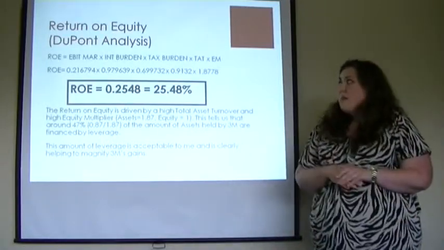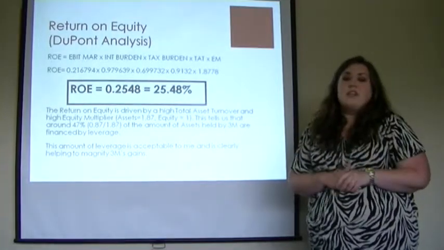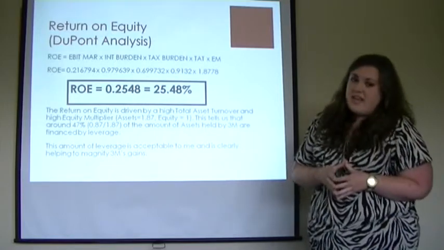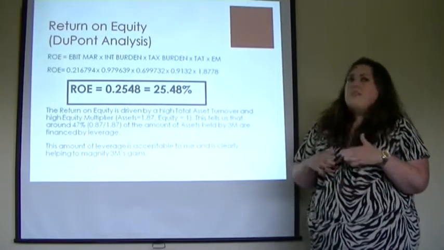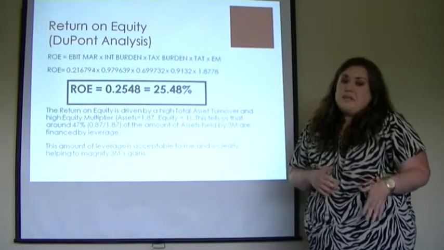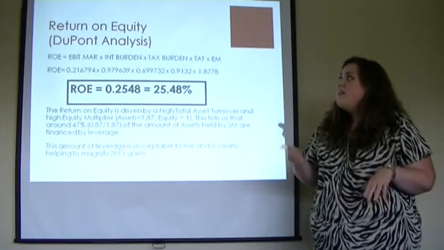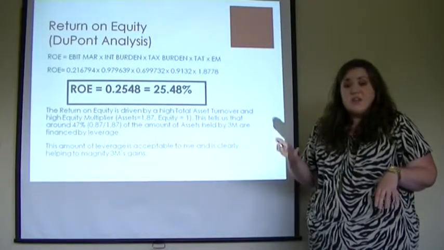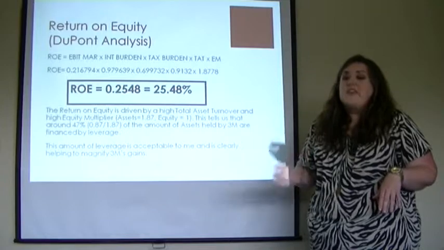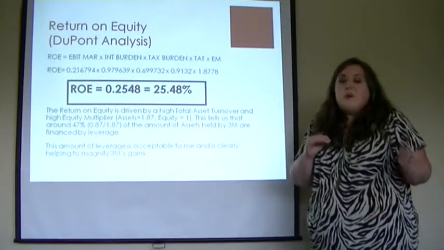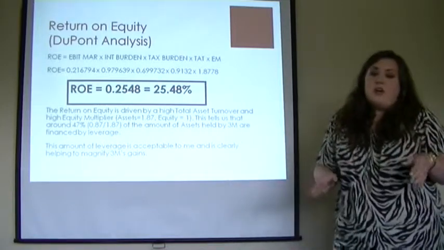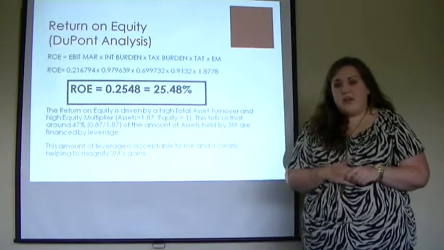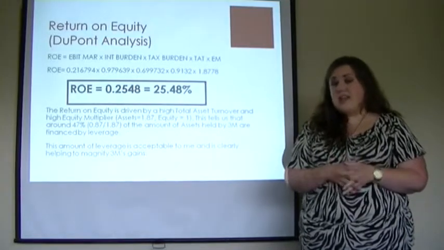So let's talk a little bit more about the return on equity and go more in depth. In our last class, we talked a lot about the DuPont analysis and basically how to figure out what is driving our return on equity. So here we have the return on equity equals the EBIT margin times the interest burden times the tax burden times the total asset turnover times the equity multiplier. I pulled all of those numbers from Bloomberg and finished the equation, which ends up being the 25.48% that we talked about in the last slide.